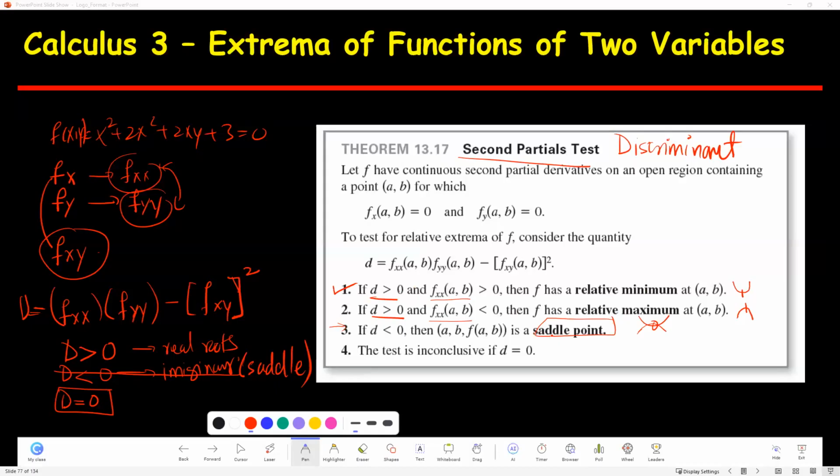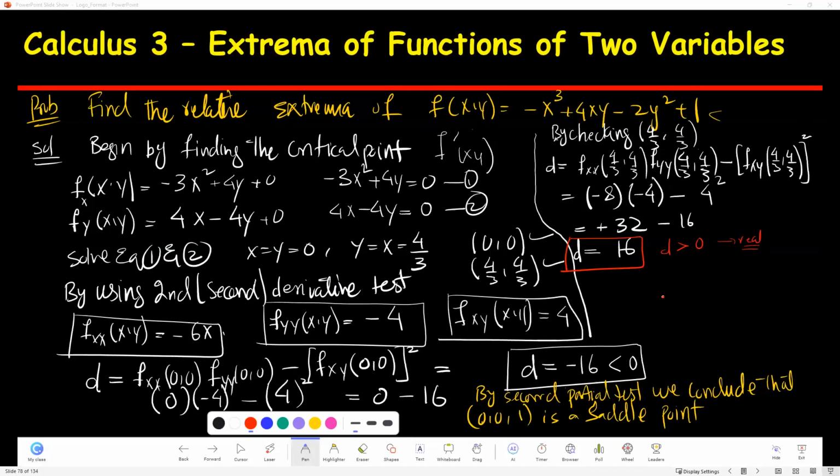Okay, so let me just check my points. I know that D is bigger than 0 in my case here. So I'm going to check my fxx, this guy, and substitute the value. I already substituted, and I knew that D is bigger than 0, and the second thing is fxx equals, I substitute the 4 over 3, 4 over 3. This guy equals minus 8, which is less than 0.